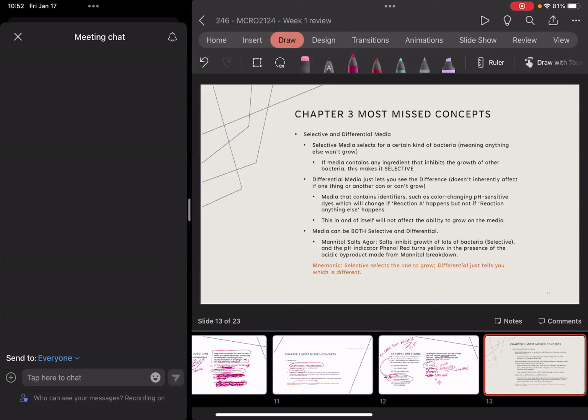All right, so for chapter 3, one of our most missed topics was the difference between selective and differential media. Again, selective, selecting for organisms. Certain organisms will grow on it, others won't, because it has something in it to prohibit the growth of other organisms. Differential media is going to let you see the difference. It's always going to be based on metabolic or biochemical abilities of those organisms. And so the byproducts are usually what that media color change is detecting. So differential, yes, you're going to have color change. But what it's really telling you about is the biochemical or metabolic difference.